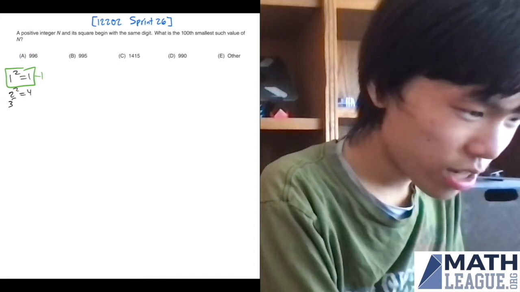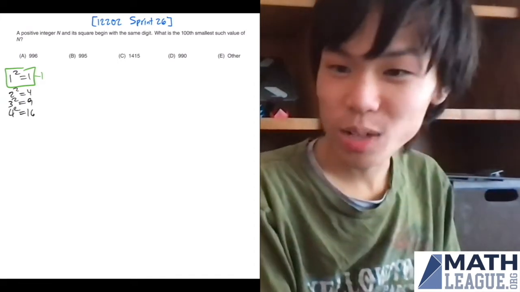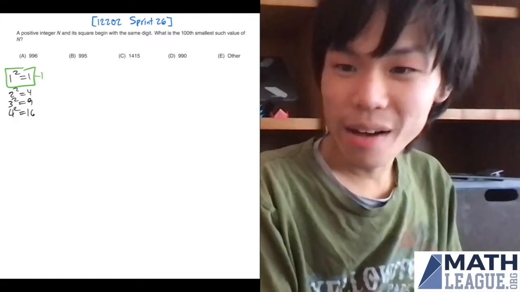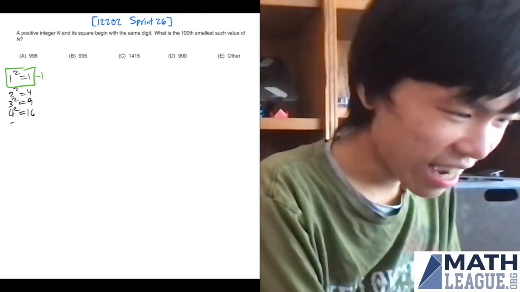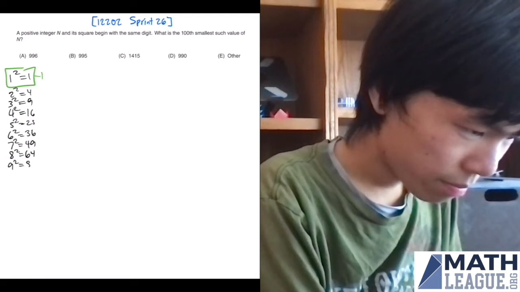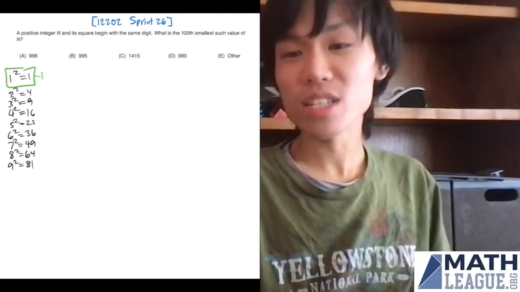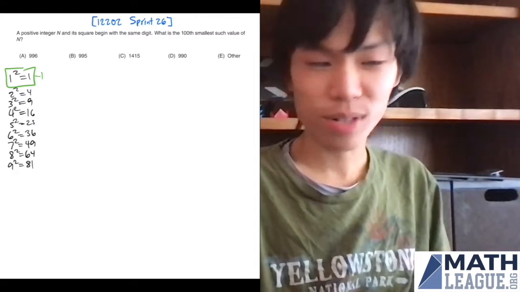Now, 2 squared is 4. 2 does not work. 3 squared equals 9. 3 does not work. 4 squared is 16. And because 4 is not equal to 1, 4 does not work. And now I can go check 5, 6, 7, 8, and 9. And as you can see, this is taking way too long. I'm going to need a more efficient strategy for this sprint problem.